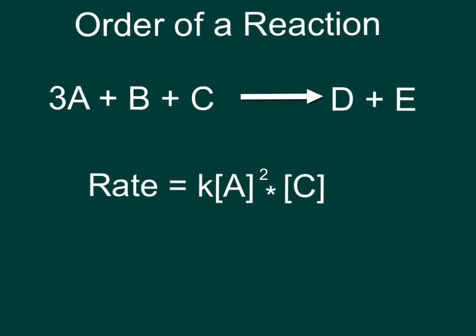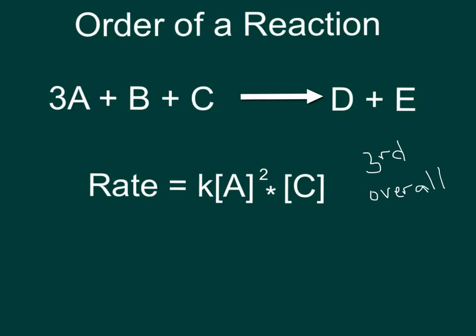You might be asking yourself, how does he know that A is squared and not to the third? Or where's B? Or how did he get the exponent for C? But remember, all of these are determined experimentally. We would say that this reaction is second order with respect to A, 0th order with respect to B, and first order with respect to C. Overall, this reaction is third order.